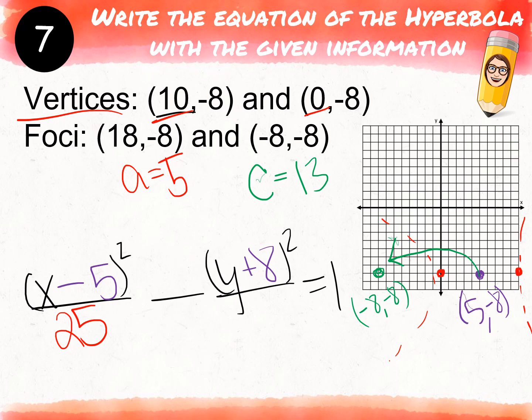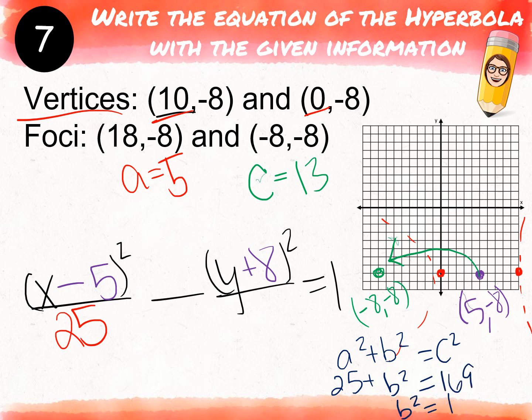Okay, so let's talk about that. Let's set it up. A squared plus b squared equals c squared. That's our focus formula, right? A squared is 25. I don't know b squared. That's what I'm trying to find. 13 squared is 169. If I subtract 25 over, I get 144. And it's a perfect square, but I don't need it to be, because b squared gets written under my other value.